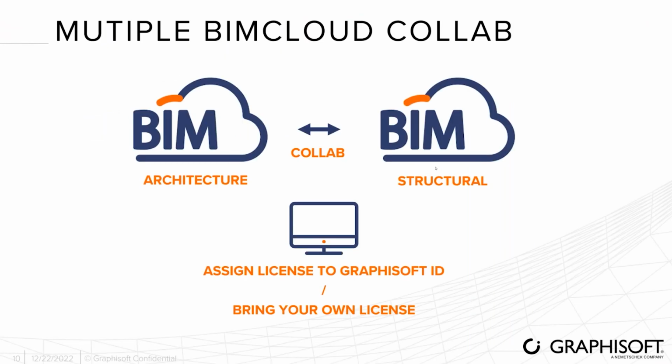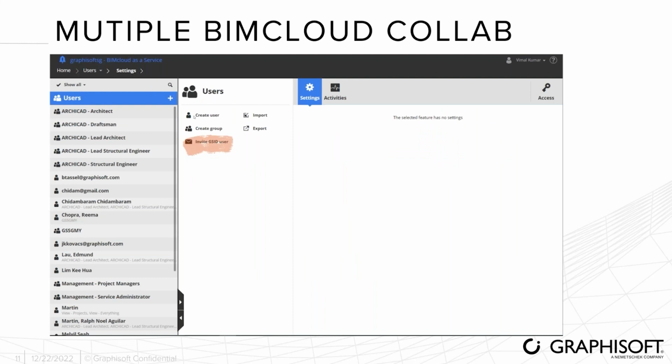So let's say you can also do multiple BIMcloud collaboration, say between two different firms, an architectural firm and a structural firm, which have their own BIMcloud. So let's say one user from the structural team would like to join the architectural firm for some collaboration. They can do it in two ways. Either the architectural firm assigns a license to the Graphisoft ID, or the user from the structural firm can bring their own license. So how do you do that? First you will need to create a new user, so you can invite based on the GSID user.